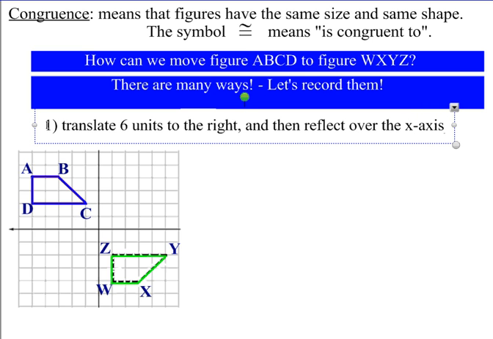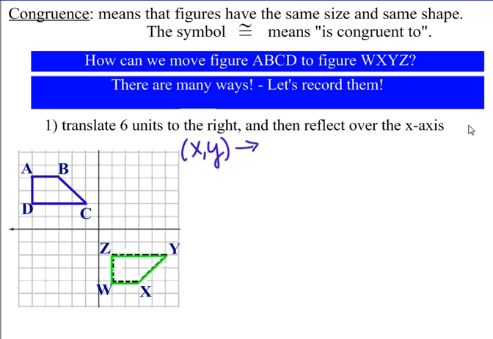Now let's put down what that would be with algebraic notation. That means that we would start with (x, y), 6 units to the right would mean that we would do x plus 6, and then the y.